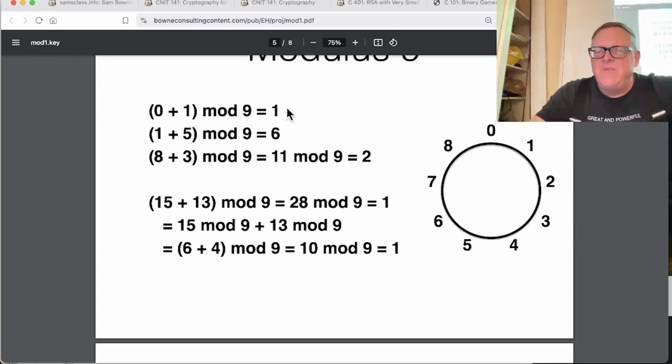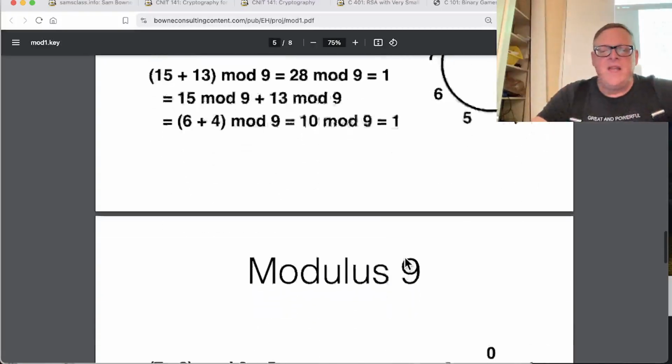So you can add numbers. 0 plus 1 mod 9 is 1. 1 plus 5 mod 9 is 6. Now 8 plus 3 mod 9 is going to be 11 mod 9, and that's going to be 2. 9, 10, 11. So you can commute these. If I have 15 plus 13 mod 9, I could first add 15 plus 13 and get 28. And that's 27 plus 1, so mod is 1. I could also apply the modulus separately to each of these numbers, 15 mod 9 plus 13 mod 9, and that would give me 6 plus 4, which would be giving the same answer. So that's a way to get there.